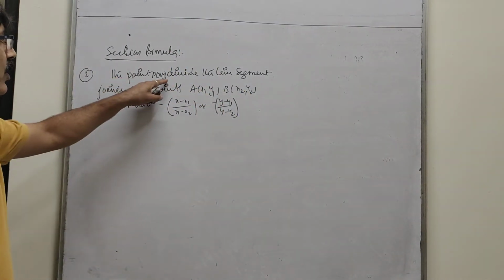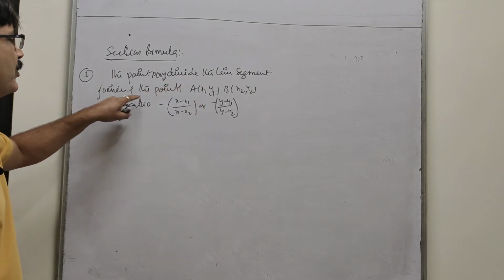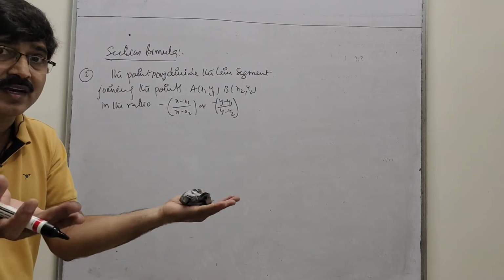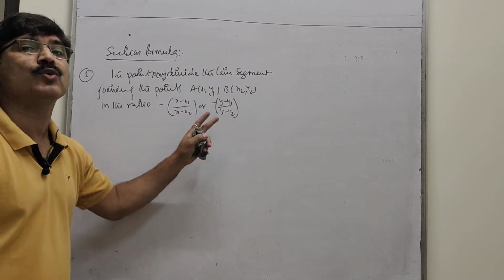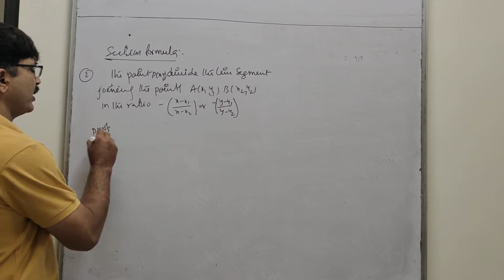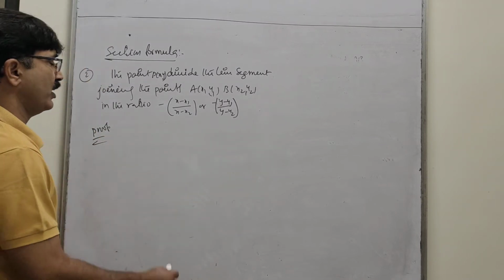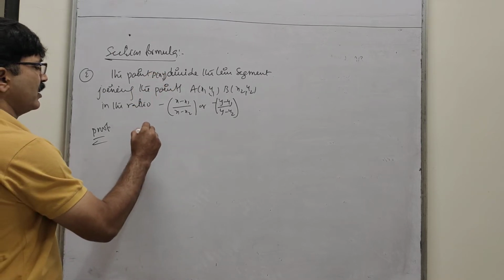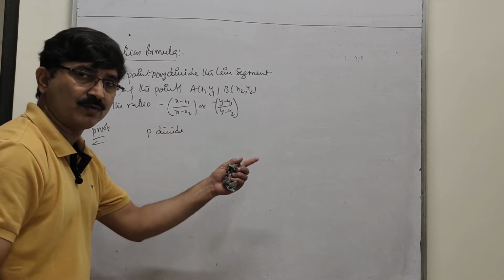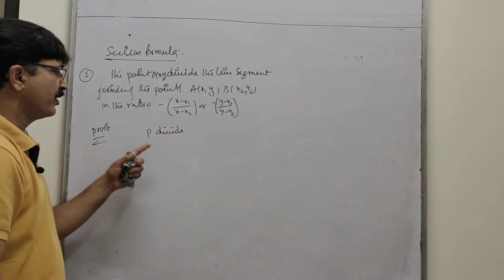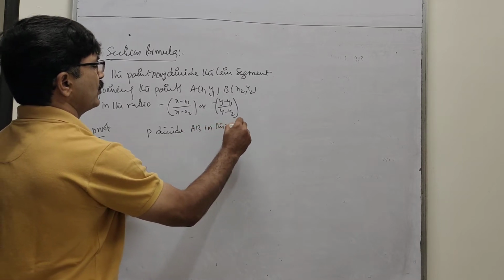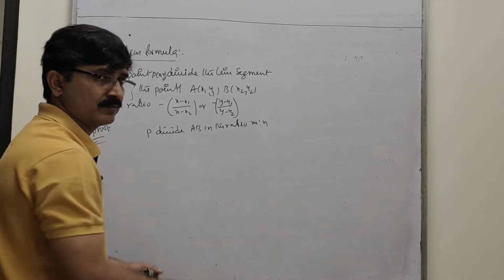Okay, in the second case, what is going to happen here? The point P divides the line segment joining the points A(x1, y1) and B(x2, y2) in the ratio. What is that ratio? This is the way to find the ratio. I'll show you the proof. Let us say that P divides AB in the ratio M to N. I would like to take the help of the previous formula.